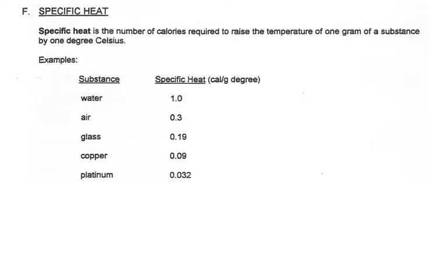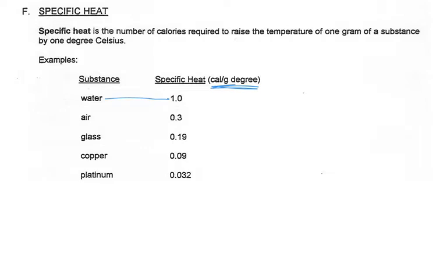Now we're going to talk about specific heat. Specific heat is the number of calories required to raise the temperature of 1 gram of a substance by 1 degree Celsius. Specifically, we see that water has the specific heat of 1 calorie per gram per degree Celsius. That's because a calorie is defined as the amount of energy required to heat 1 gram of water by 1 degree Celsius. Notice that we see different numbers for air, glass, copper, and platinum. All of these take less energy to heat.